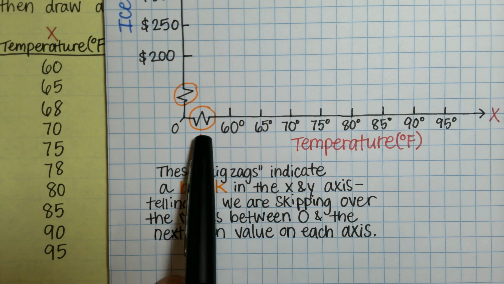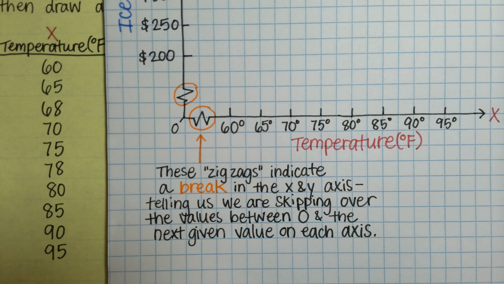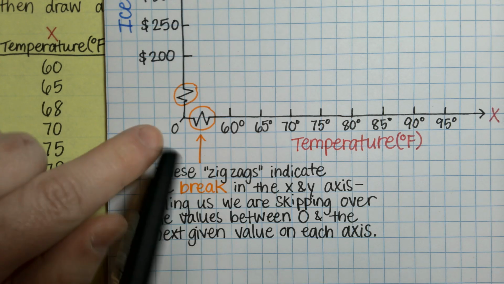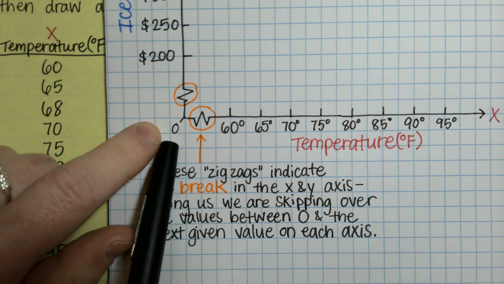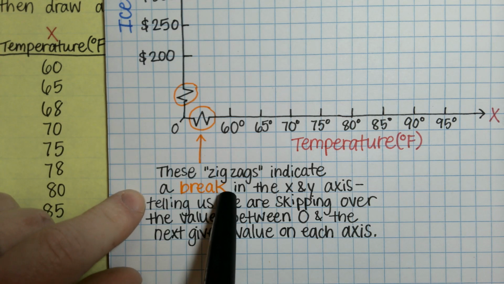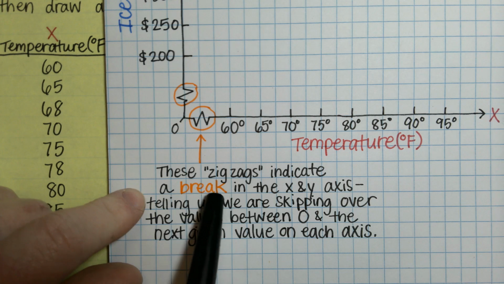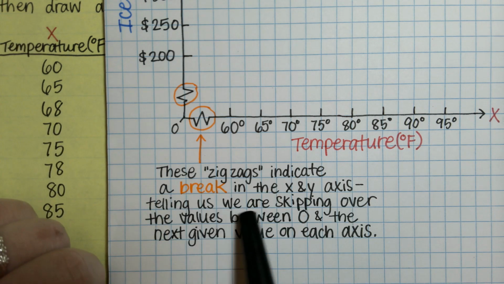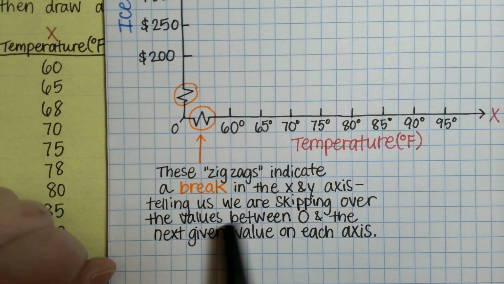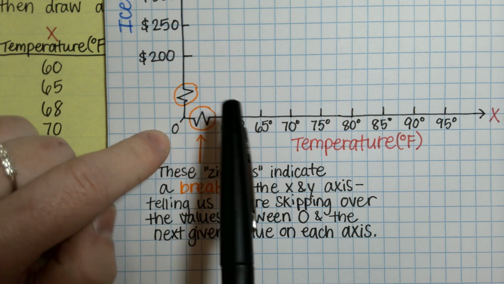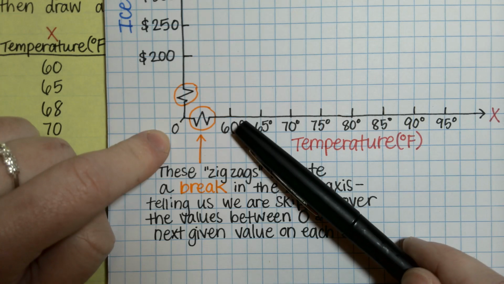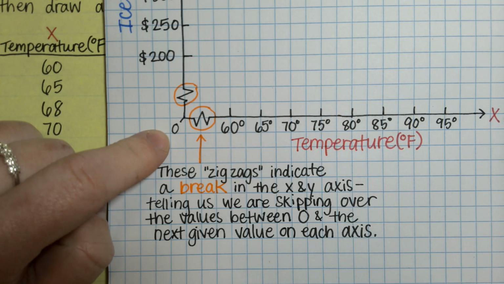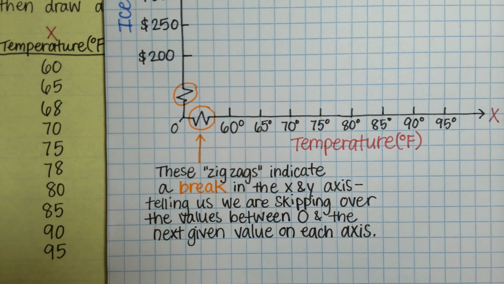Now, I wanted to show you something today because yesterday I showed you how to make a break in a graph, but I showed you incorrectly, okay? I looked it up. This is how we do it. Plus, I think this looks kind of cool. So these little zigzags indicate what we call a break in the x-axis or the y-axis. Basically, all it tells us is that we're skipping over the values between 0 and whatever the next value is. I did that only so that I wouldn't have to write 0 to 60, because those temperatures are not relevant to the data we're given.